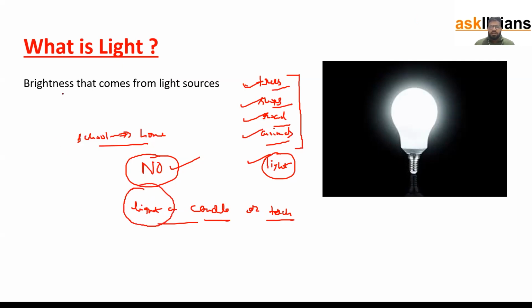So first of all, light is some brightness that comes from some light sources. As you can see in this diagram, there is a bulb. Around this bulb, you can see some brightness. So that brightness is defined as light.